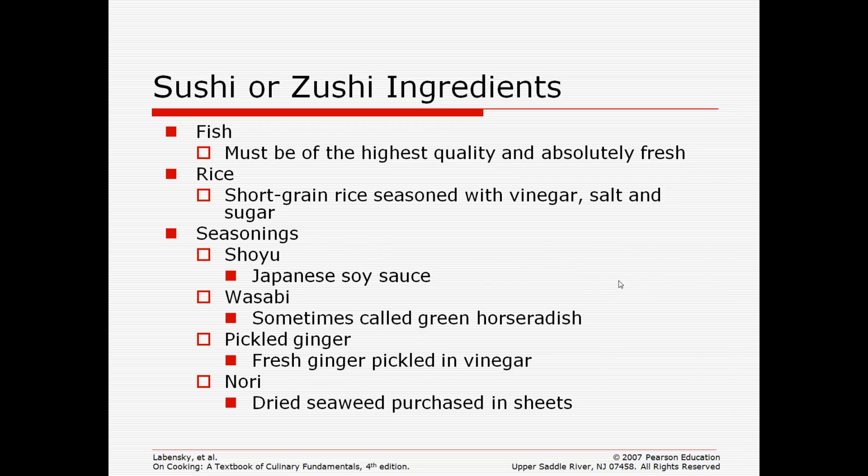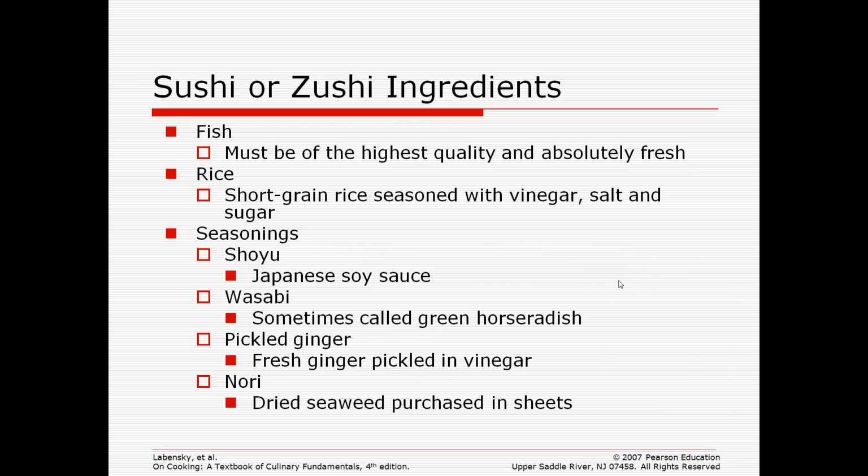When you're making sushi, the fish must be of the highest quality and absolutely fresh because they're eating the fish many times raw. The rice needs to be short grain rice seasoned with vinegar, salt, and sugar. And usually you can buy rice that's called sushi rice, or commonly we would use jasmine rice. This rice is different because it sticks together really well. You want it to stick together so it holds its shape in the sushi.